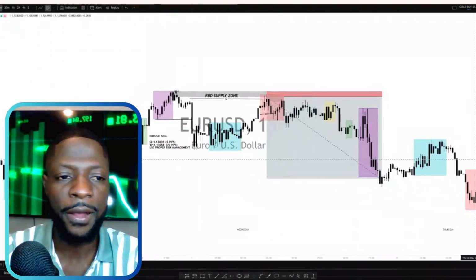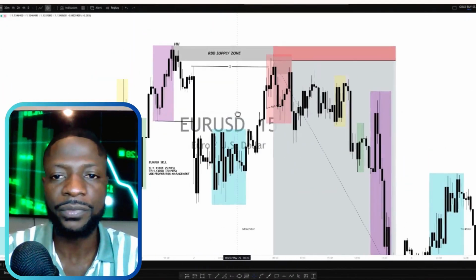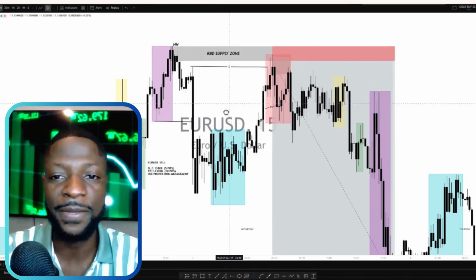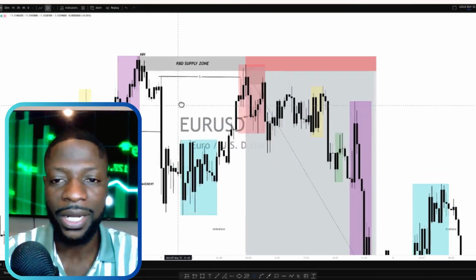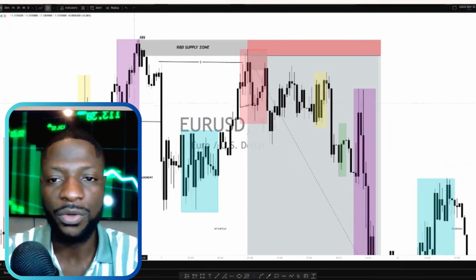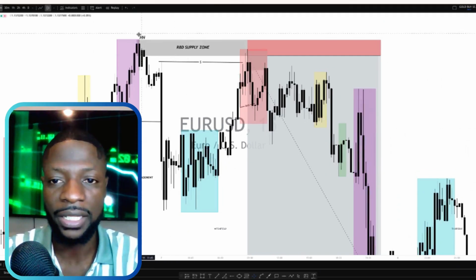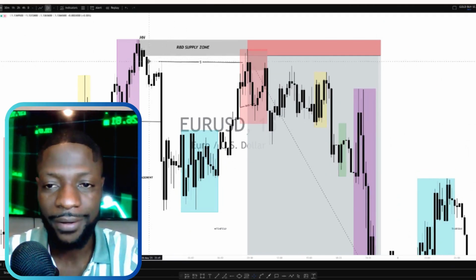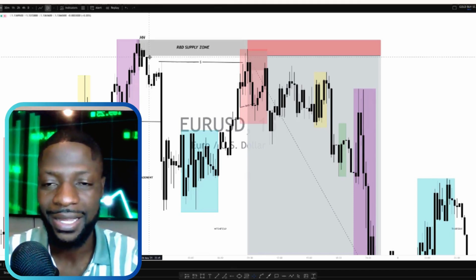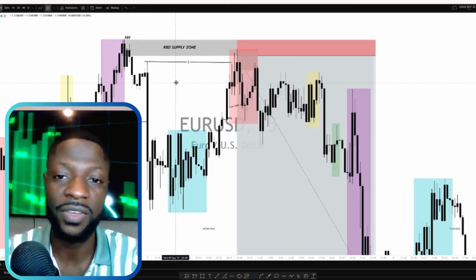What did we have right here? We had a beautiful rally based drop supply zone right here, and look at the candles that actually caused this break of structure. Beautiful big momentum candles. And then whenever you have such candles, above those candles there are always order blocks which actually most of the times work.